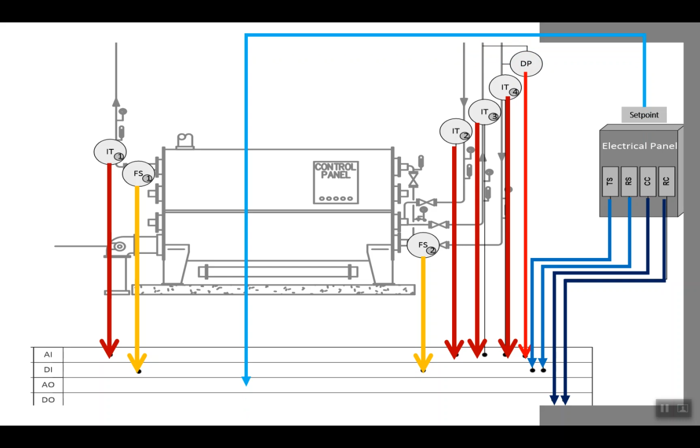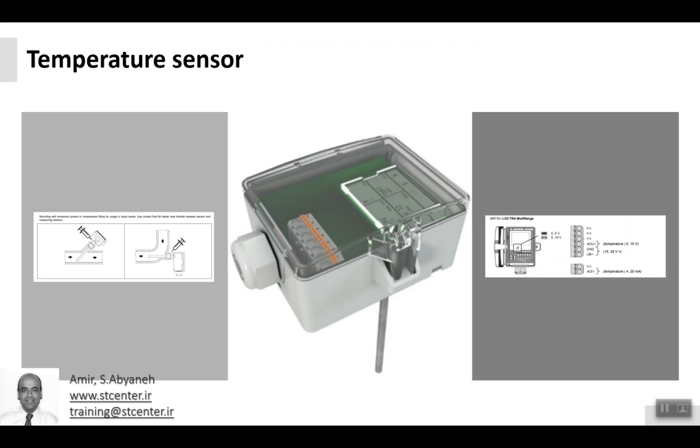And finally, we need an analog output from the BMS side to send the set point to the electrical panel, possibly. Of course, each project should be studied case by case, but this is a simple approach to control and monitor the chiller. So let's continue with what types of sensors we have in the BMS.